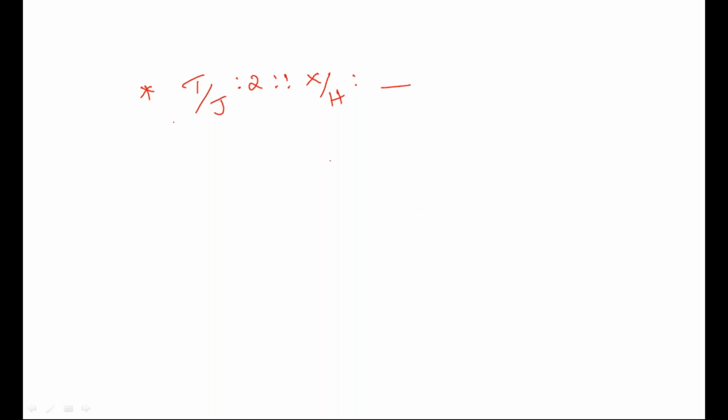Yes, answer 3 is correct. Because T is 20, J is 10, 20 by 10 is anyhow 2. X is 24, H is 8, 24 by 8 is nothing but 3. It's as simple as that: once you know the forward coding values of T and J, you just substitute them and we came to 3. Right? Excellent. Now let me go for the next.